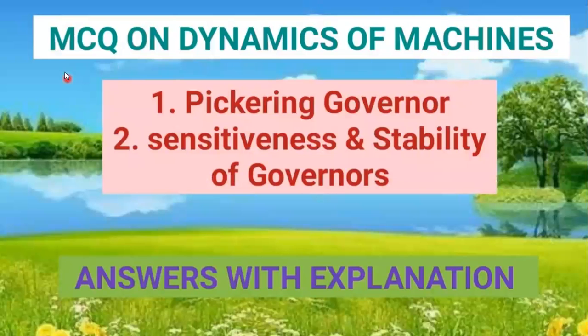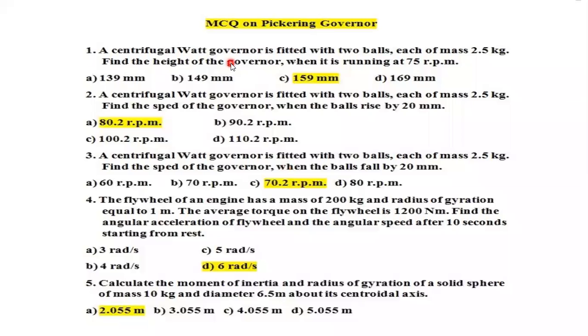In this video, we're going to see multiple choice questions on dynamics of motion. Topic is Pickering Governor and sensitiveness and stability of the governor. So first one is the problem. It's a centrifugal Watt governor. Two balls will be having each mass of 2.5 kg and we need to find the height of the governor.